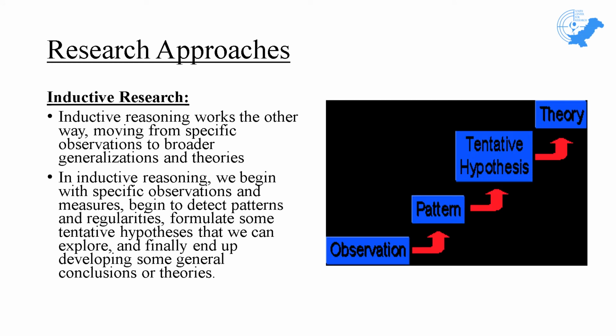The next approach is known as inductive research. Inductive reasoning works the other way, moving from a specific observation to the broader generalization and theories. In inductive reasoning, we begin with a specific observation and measures, begin to detect patterns and regularities, formulate some tentative hypotheses that we can explore, and finally end up developing some general conclusions or theory. For example, you read a study relating to the impact of artificial intelligence on human workload, and you find that really interesting. Then you find some similar articles and analyze them very closely and come up with a theory that artificial intelligence reduces the workload.